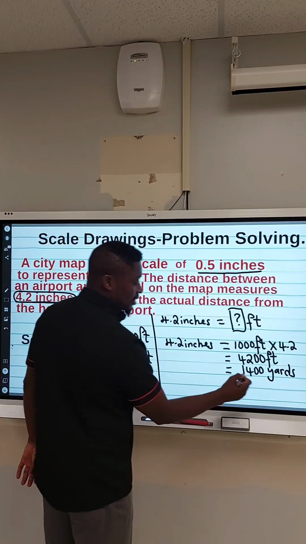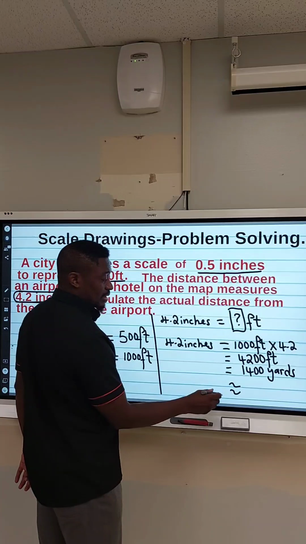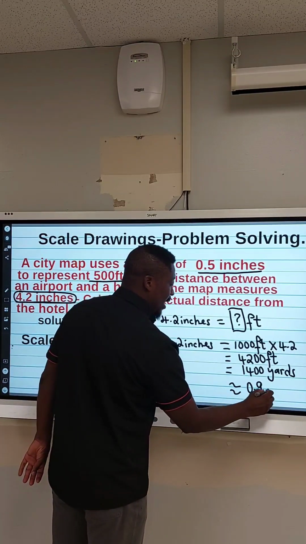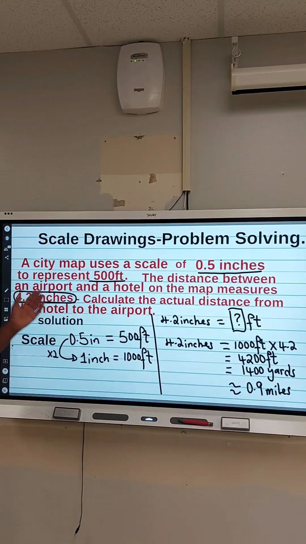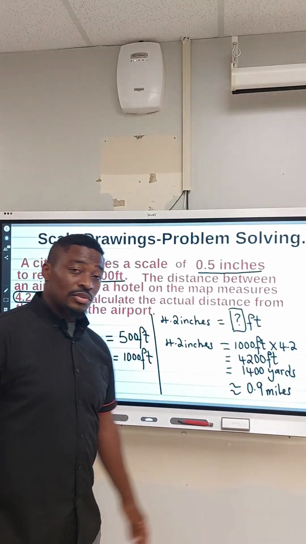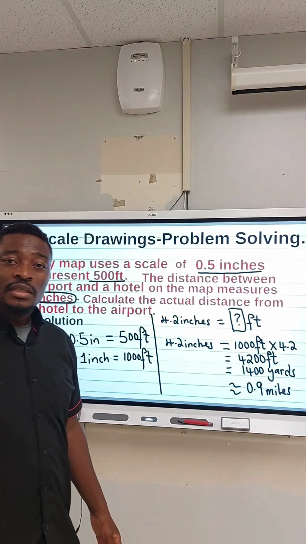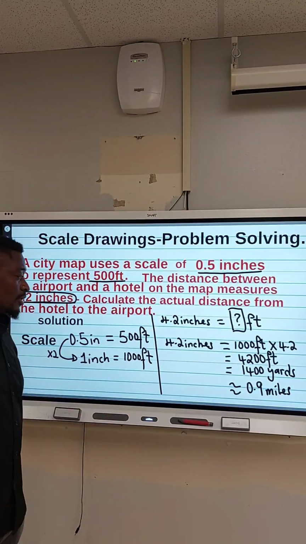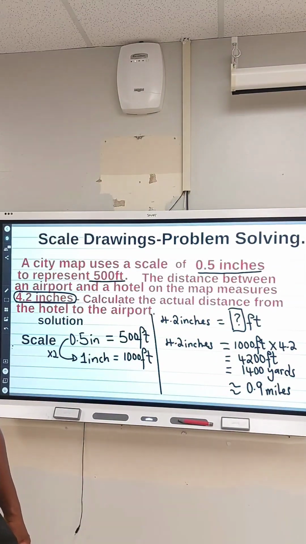And this is approximately, it's not exact, approximately equal to 0.9 miles, okay? So the distance between the airport and the hotel is about 0.9 miles. Very close to a mile, so it's just not very far. Once you come in, you can lodge in the closest hotel, which is within a mile from the airport.